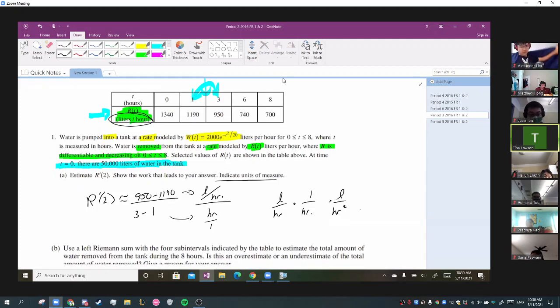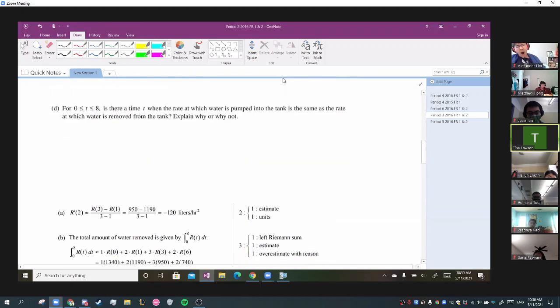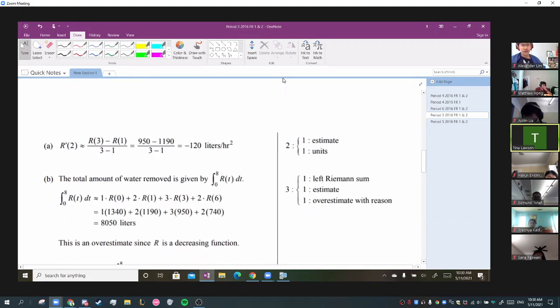All right, and so then basically you can take your calculator and type those ugly numbers in. You should have got, so here's the grading part of it, a negative 120 liters per hour squared. You get 1 point for the estimate and 1 for those units. Any questions on A? Nope, let's go to B.